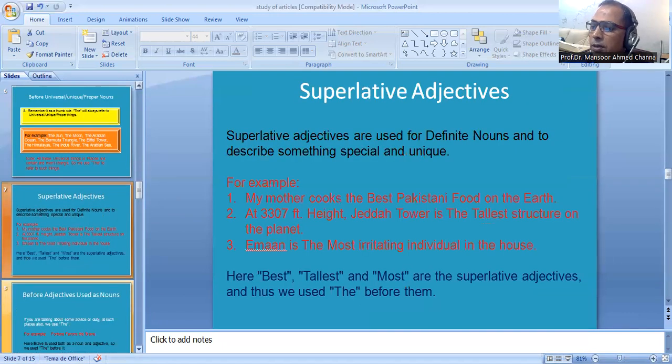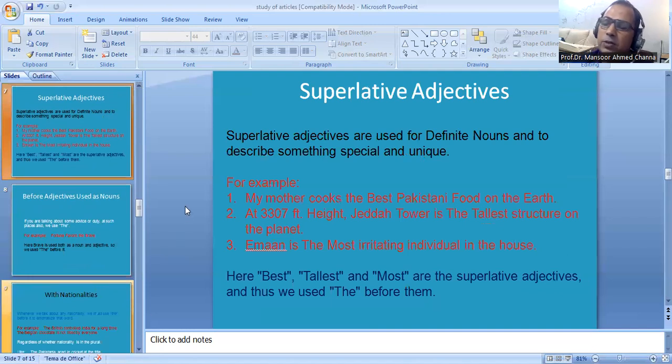We use the before the superlative degree of adjectives. Superlative adjectives are used for defining a noun and to describe something special and unique. For example, my mother cooks the best Pakistani food on the earth. At 3,307 feet height, Jeddah Tower is the tallest structure on the planet. For example, Iman is the most irritating individual in the house. Here, best, tallest, and most are the superlative adjectives, and thus we use the before them.